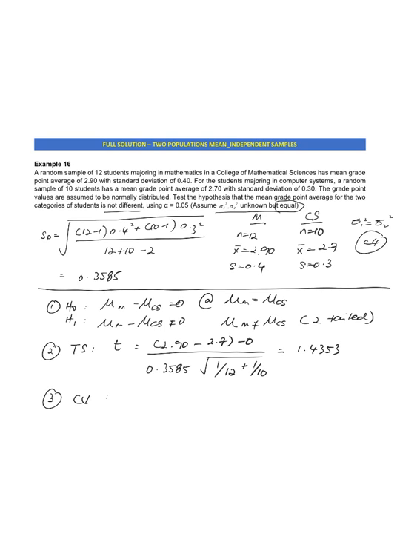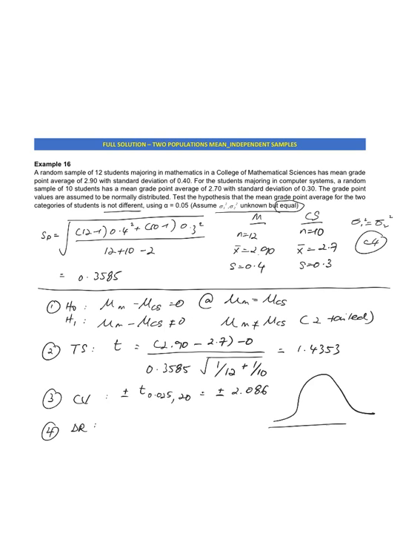Okay, step yang ketiga, critical value. This is two-tailed test, so plus minus T alpha over 2. Alpha kita 0.05 divided by 2, 0.025. Degree of freedom kita 12 plus 10 minus 2, so we get 20. Refer table, kita dapat value dia plus minus 2.086.